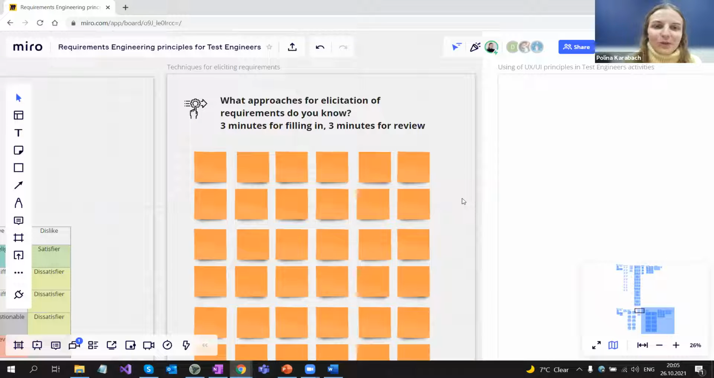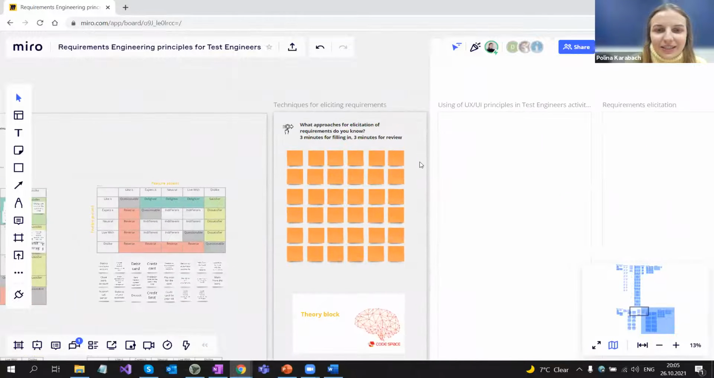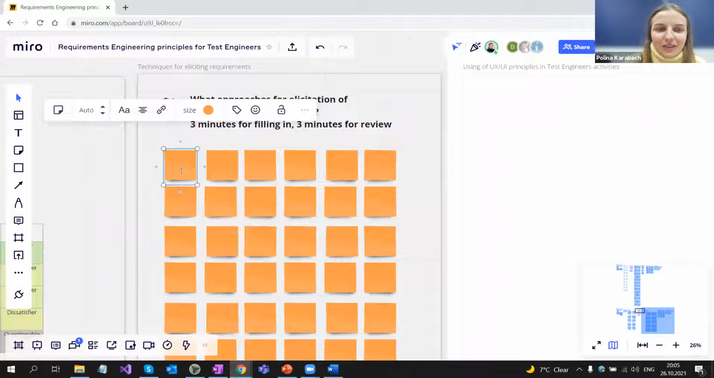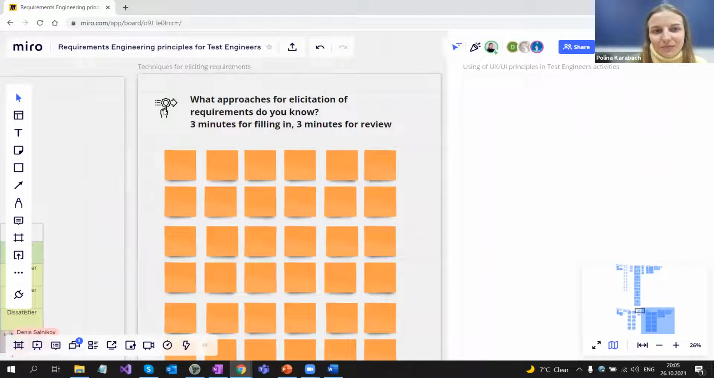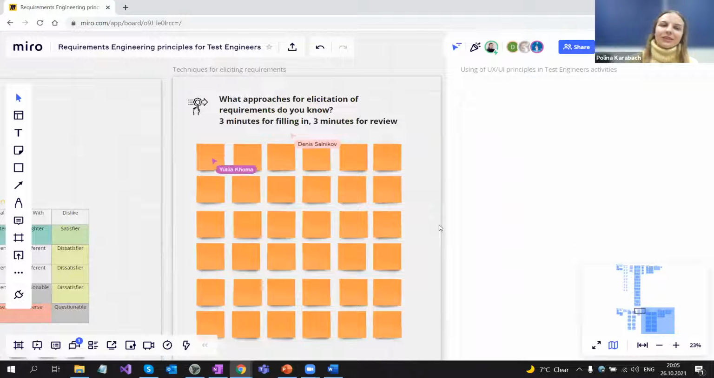Let's brainstorm just for a couple of minutes on what approaches, what techniques for elicitation of requirements you already know or may have already used. You can go to Miro, and to the right of the Kano exercise, you can see the stickers that you can double click on and write some of your ideas. Three minutes or less, just things that you already know and remember. Yep, Julia and Dennis, you're in the right spot.